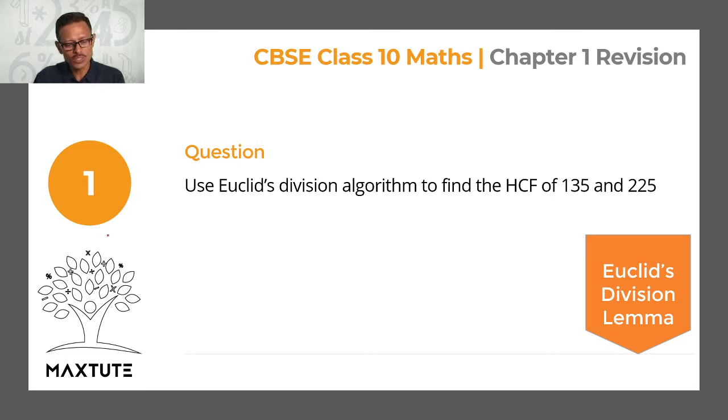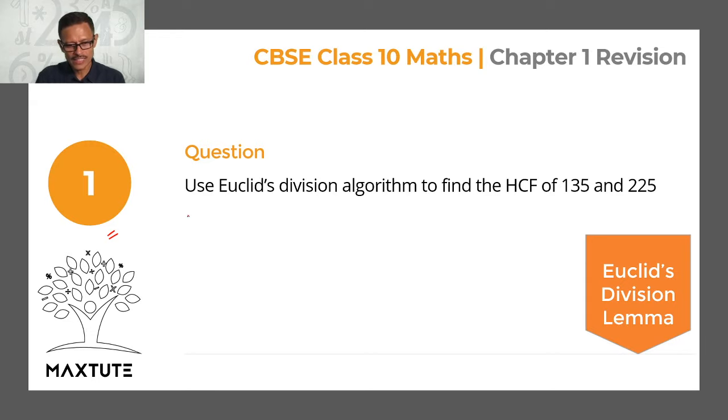We'll be solving a total of 10 questions in this video to cover these 7 topics, with which we would have covered all the kinds of questions that CBSE has tested in the previous years from this one single chapter. Right? Euclid's division algorithm to find the HCF of 135 and 225. We'll go about it stepwise.